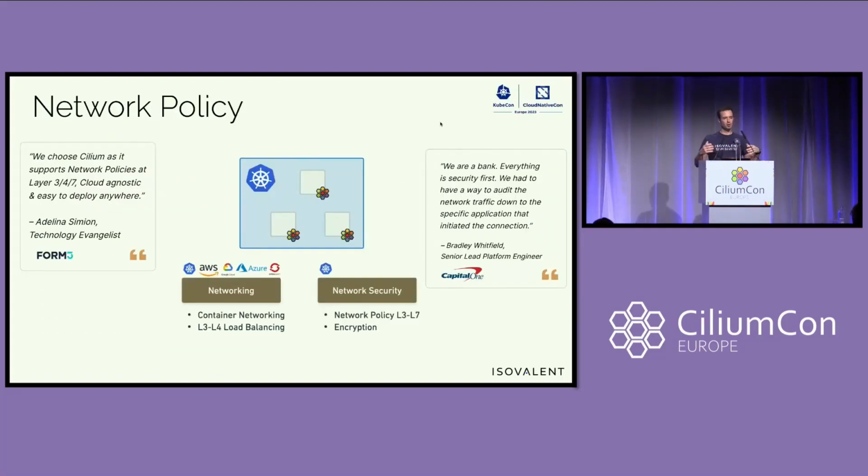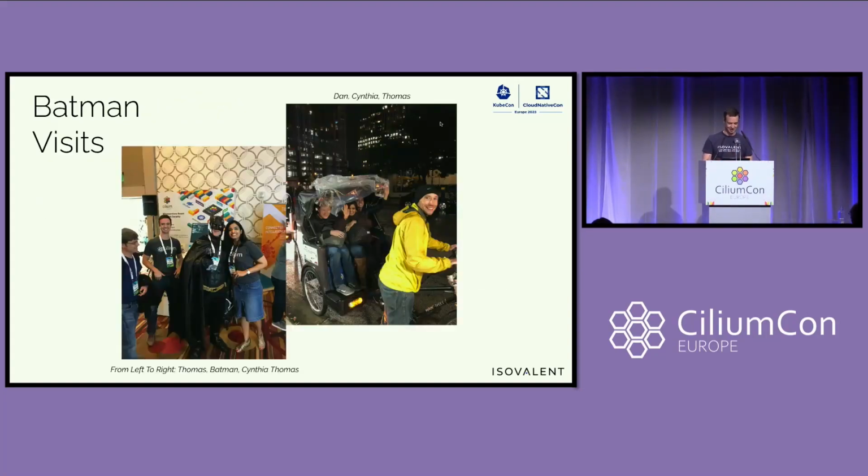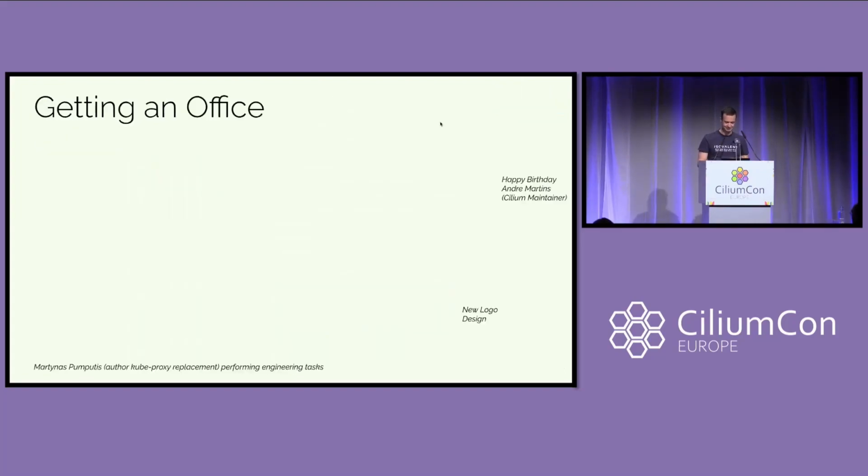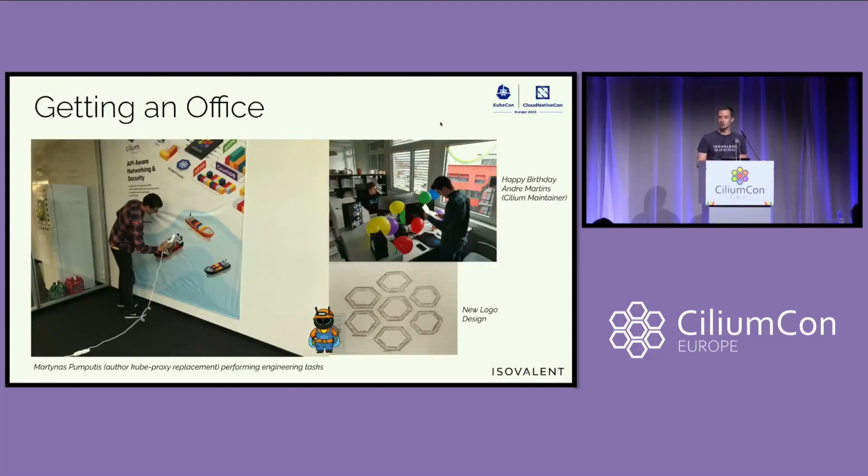We quickly learned that we have to go beyond just providing networking, so we added network policy or network segmentation, as well as transparent encryption. We also had visitors. In this case, Batman visited us at an open source summit. You see early team members, Cynthia Thomas, as well as Dan and myself, taking a ride to a conference venue here. Of course, the company started to grow, so we got our first offices. You see Martinez, actually the author of the kube-proxy replacement feature, ironing the Cilium backwall that we took back from one of the conference venues.